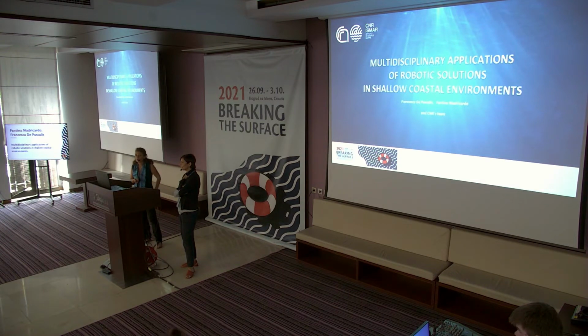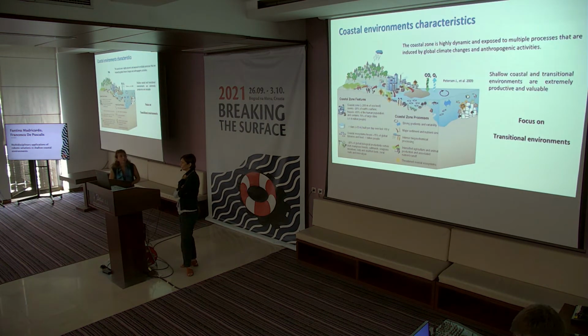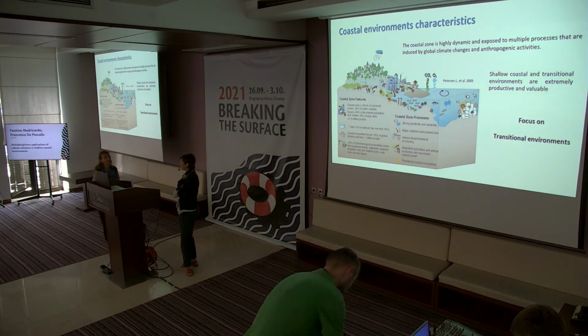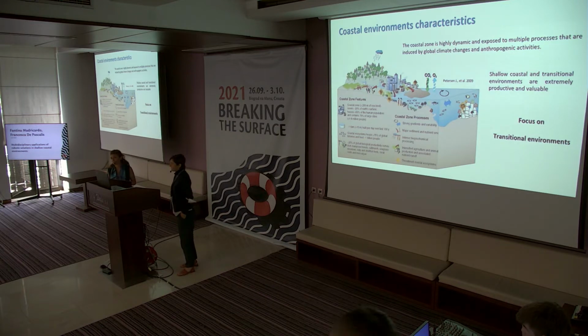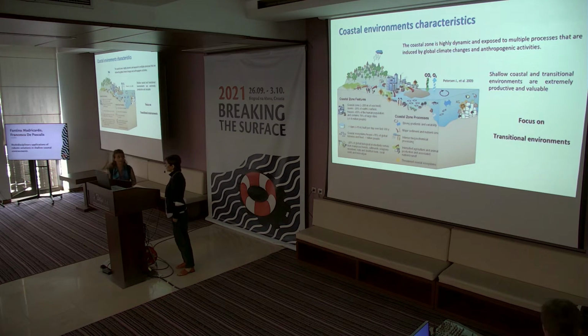Today we would like to show you some multidisciplinary applications of robotic solutions in shallow coastal waters and coastal environments. You probably already know that coastal environments are 20% of the Earth's surface, and more than 50% of the human population lives there. 70% of the largest cities are located in coastal areas, and these environments are highly dynamic and affected by multiple processes. The main feature of this environment is variability.